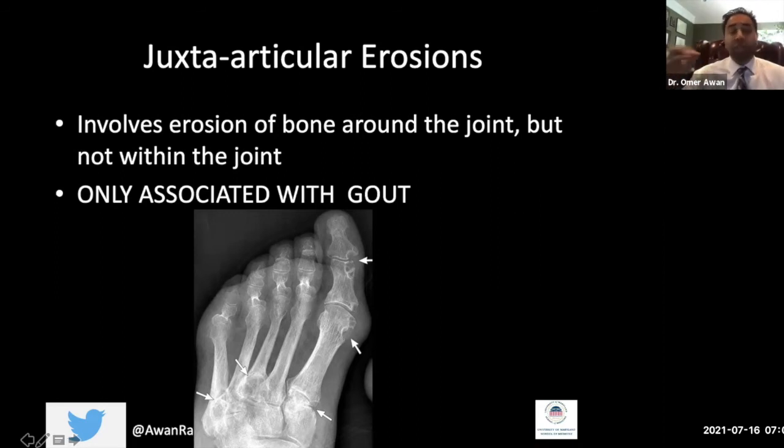When you say the word juxtaarticular, if a resident is on the phone with me and they say, hey, there's a plain film, there's a juxtaarticular erosion, I automatically know that it's gout, right? Because you used the buzzword for gout. Now, obviously, very end-stage rheumatoid arthritis can also result in juxtaarticular erosions, but that's not very common. Pretty much, if you see an erosion that's just outside the joint, that's very well defined with sclerotic margins, you're talking about gout. Okay, and that's really the only differential diagnosis for juxtaarticular erosion.